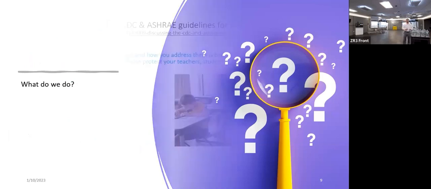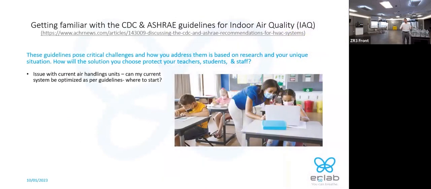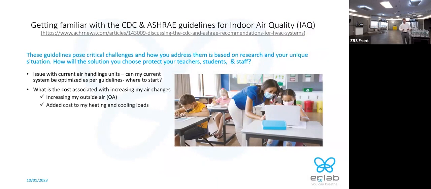So what do we do? How do we do this? What have we been told what to do? What's the guidance that we've received up to this point? Well, get familiar with the CDC and ASHRAE guidelines. I'm sure many people on this webinar today have done so themselves. First and foremost, it was increase your ventilation, increase your outside air, add portable HEPA filtration.